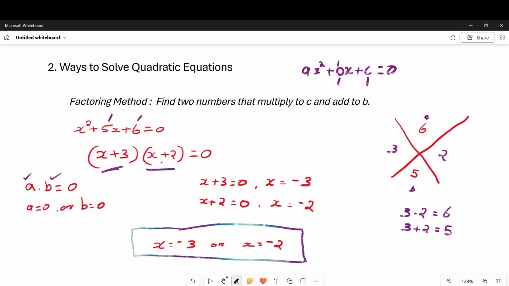Now go to the second term and check what happens if x plus 2 is equal to 0. So the value of x is equal to minus 2. So these are the two values we may consider to make this equation true.